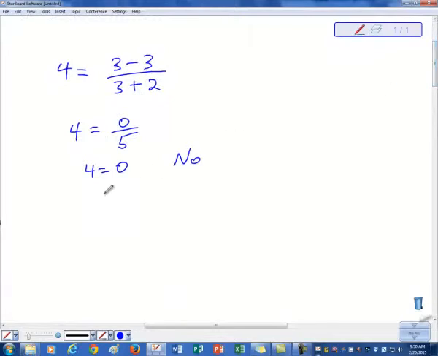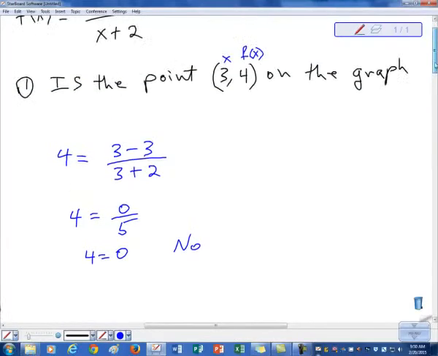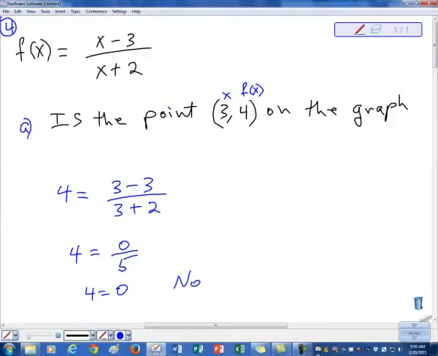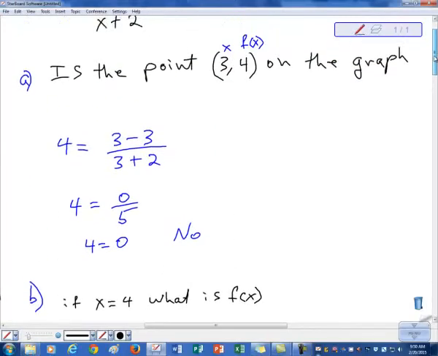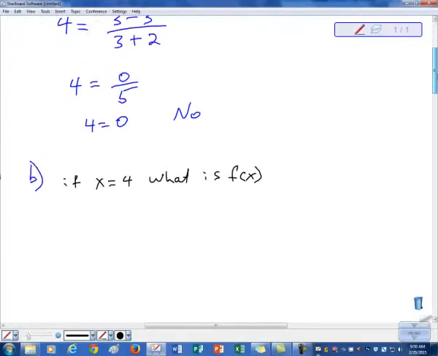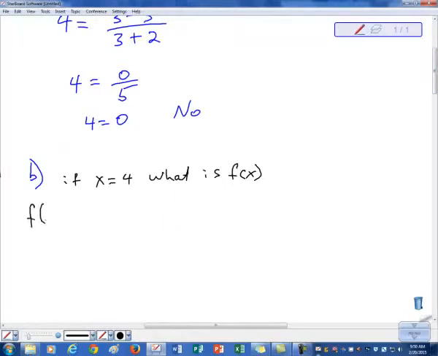Alright, next thing is, we'll call this part A instead of 1. Part B: if x equals 4, what is f of x? Well, here what we have to do is substitute in. So we're going to put in f of 4 is equal to, and we're going to put 4 in for x.